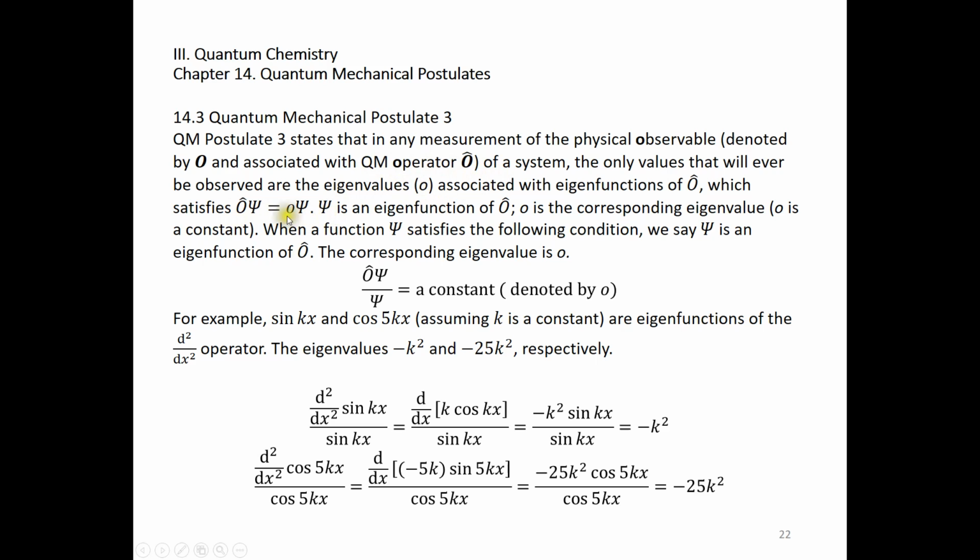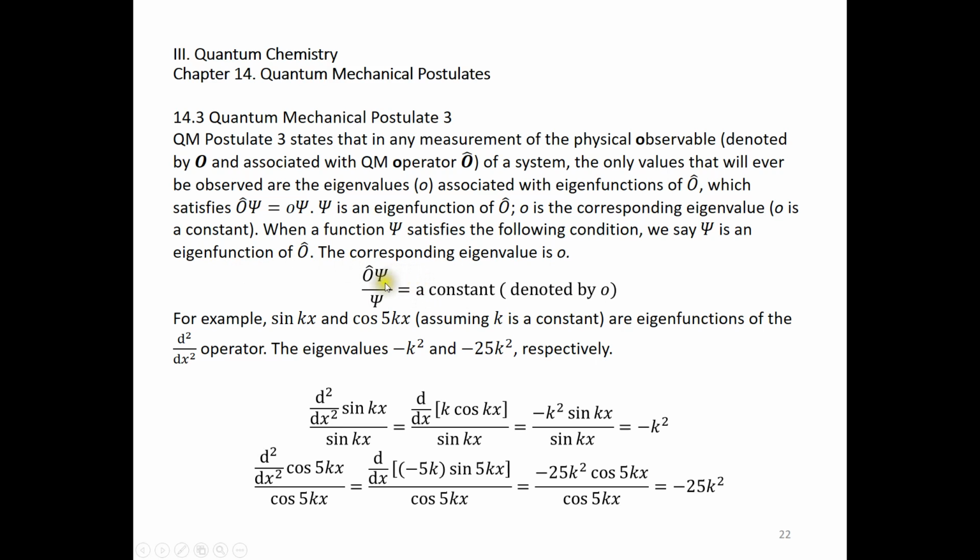We have this equation, O psi equals lowercase o psi. On the left, we have an operator O with a caret on top. On the right hand side, we have a constant lowercase o multiplied by psi. If this equation holds true, then psi is an eigenfunction of the quantum mechanical operator O. The lowercase o is the corresponding eigenvalue. This lowercase o must be a constant to be the eigenvalue. When the function psi satisfies this equation, we say psi is an eigenfunction of the O operator.